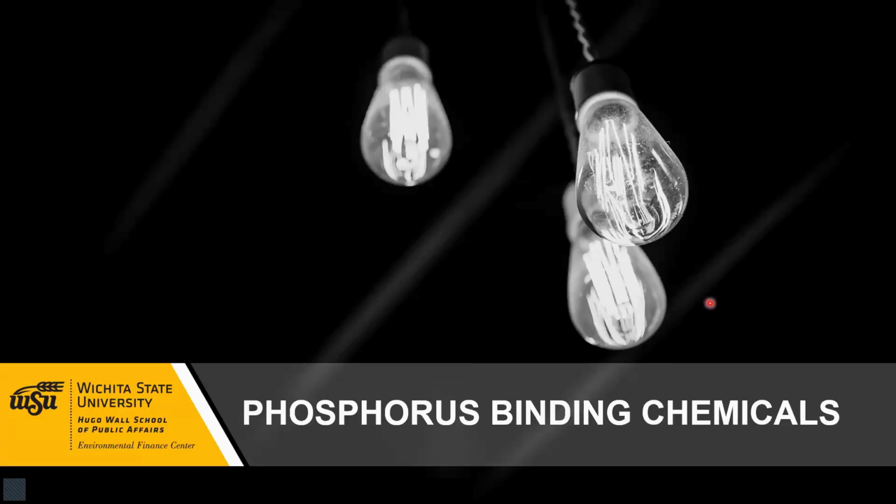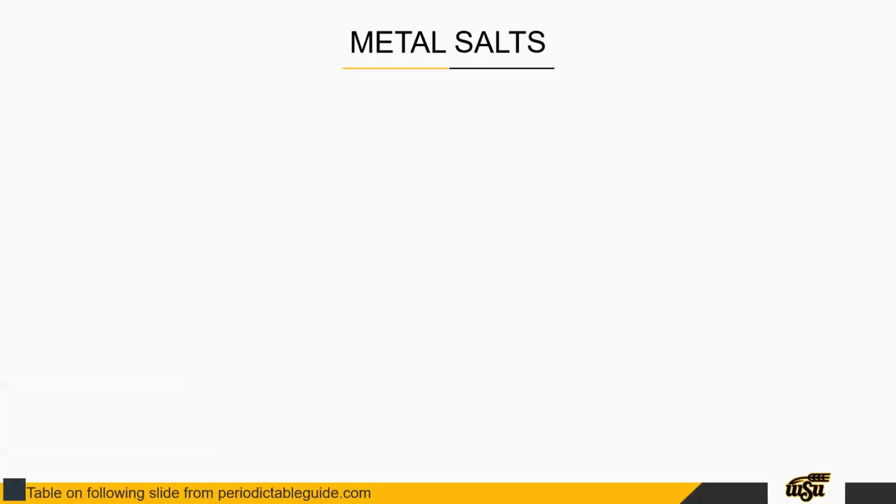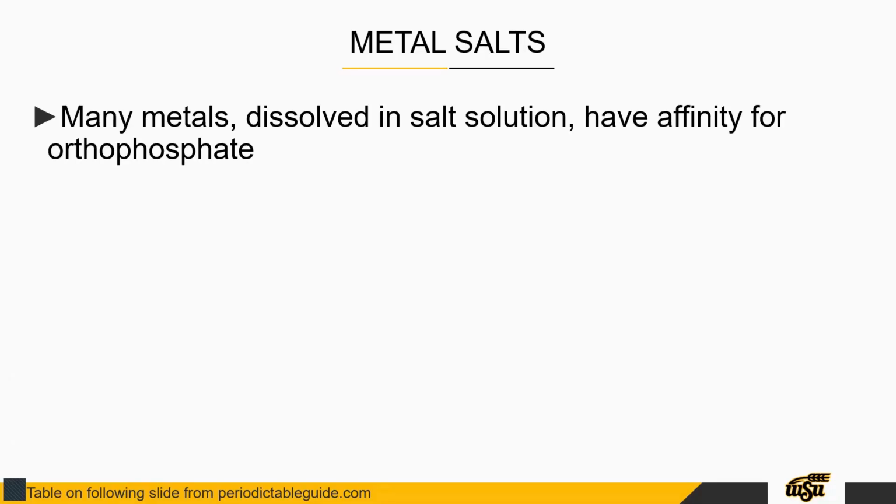So I want to talk about some of the phosphorus binding chemicals out there. So this is the most common way that chemicals are used to keep phosphorus out of surface water discharges. But as I'll talk about at the end, it's not the only way necessarily. So what we have are typically what are called metal salts. So what the heck does this mean? Try and explain that a little bit. So many metals, which are dissolved in a salt solution, will have affinity for orthophosphate. And there's a lot of metals that are out there, and there's just a few that are used for binding orthophosphate in wastewater.